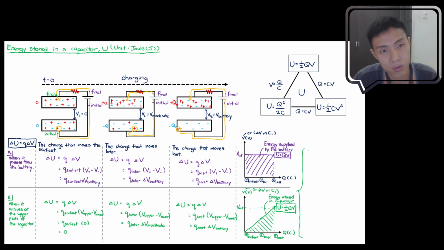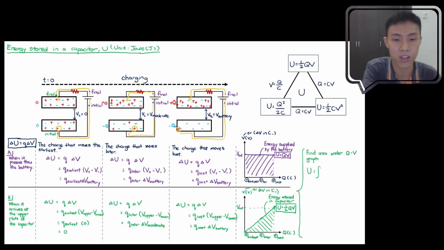If I want to try to use this, find the area under a QV graph. Okay, I believe most of you here are quite well versed with integration. So the energy stored will be the area under the graph. It will be going from integration, from this first charge over here will be 0, whereas the final charge over here will be maximum Q, right? Okay, so it will be from 0 to Q.